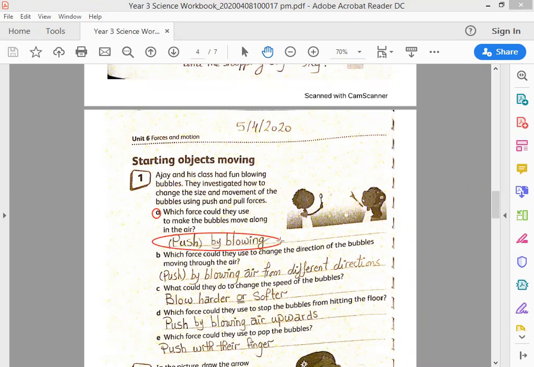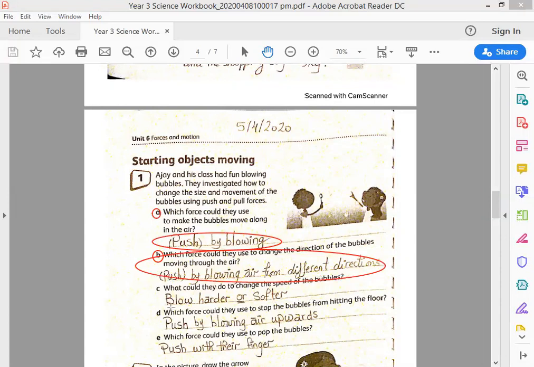Question B asks you which force could they use to change the direction of the bubbles. They wanted to move the bubbles from right to left and left to right and avoid them going down on the floor. What are they going to do? They must blow air from different directions. They must blow air from left and right and then right and left so they can keep their bubble in the air. So in question B, they must push or blow air from different directions.